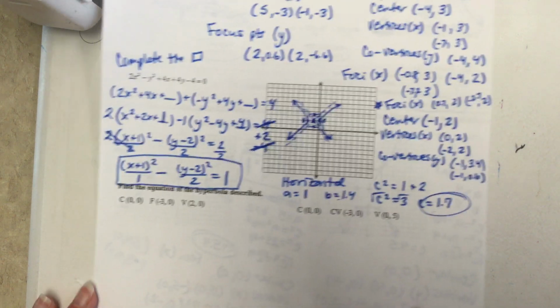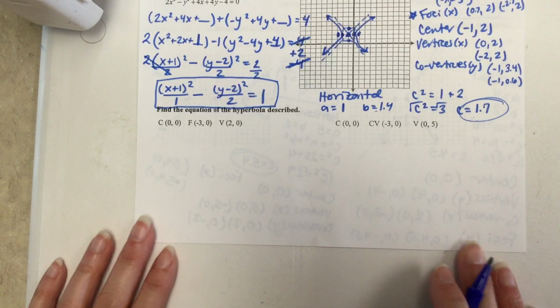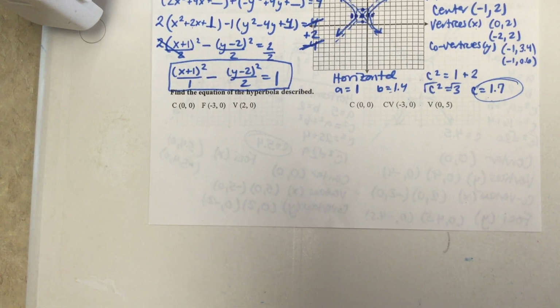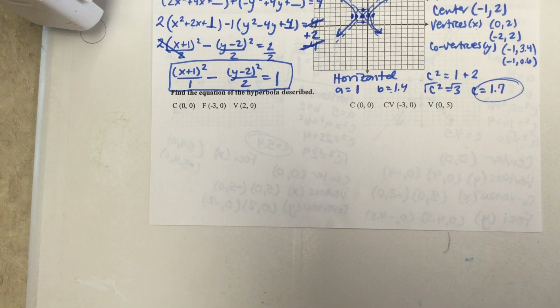Okay, the last thing that we're going to go ahead and look at is if you're given information, can you figure out what the equation would be? And that's all you have to do. You don't have to graph it. It's just find the equation.